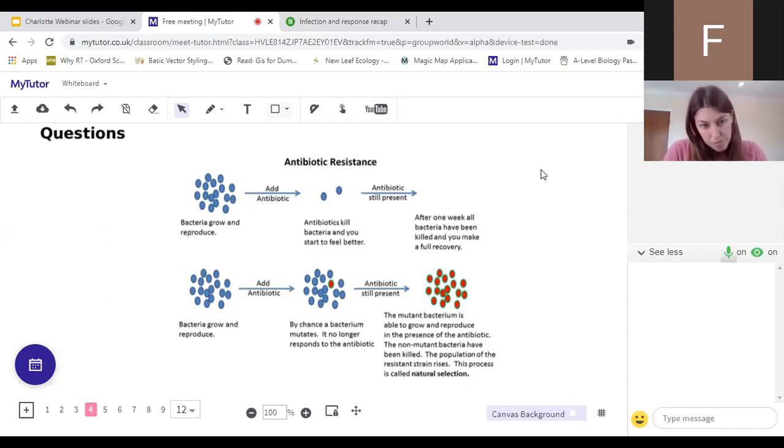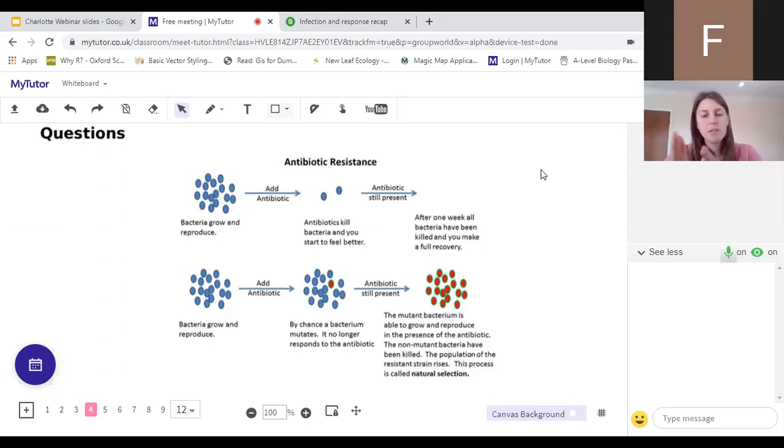If, however, bacteria grow and reproduce, you use an antibiotic, and by chance one of those bacteria has a mutation that allows it to survive. It doesn't respond to the antibiotic, and so it carries on. You keep taking your course of antibiotic because you're good, you take the full course. But at this point, it's a bit late. The mutant bacteria is able to grow and reproduce in the presence of the antibiotic. The non-mutant bacteria have been killed because the antibiotic has still worked successfully on those.